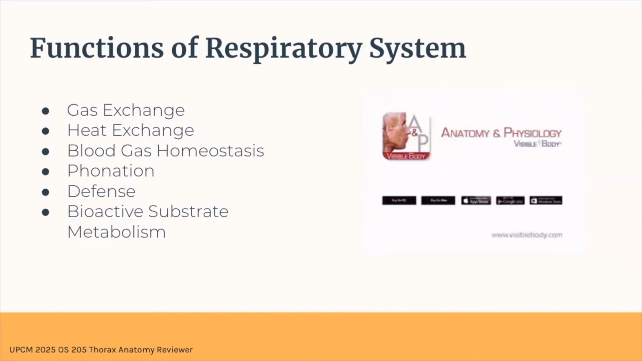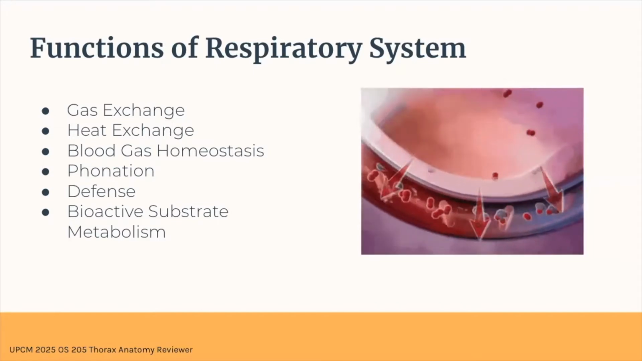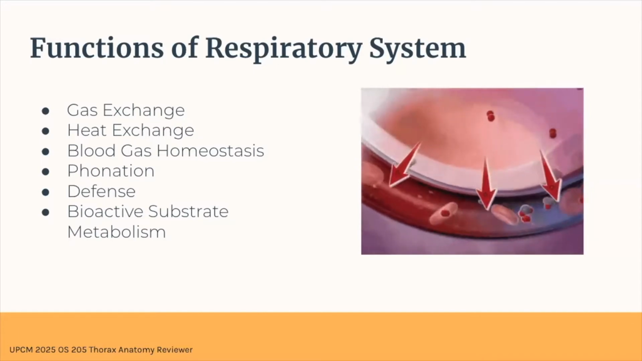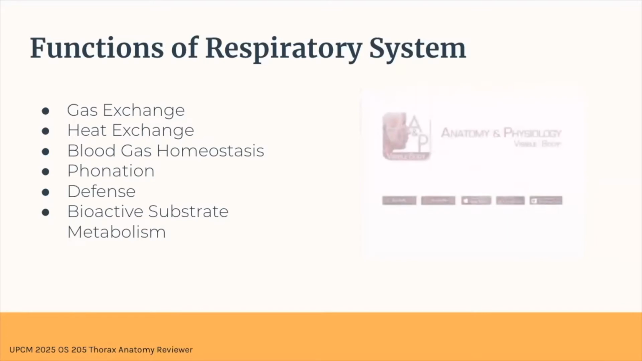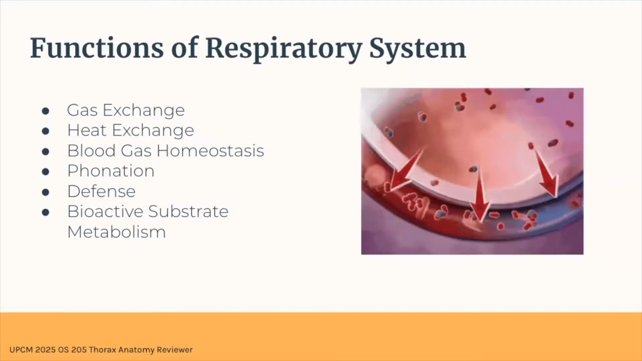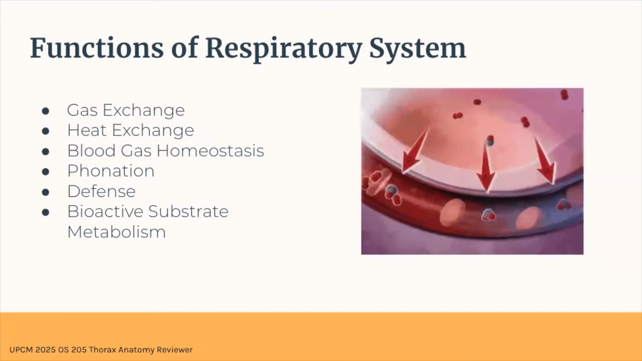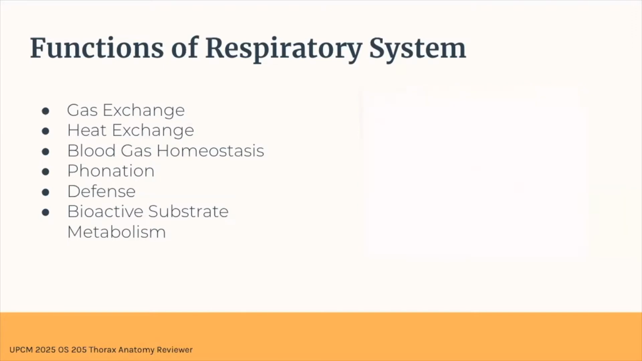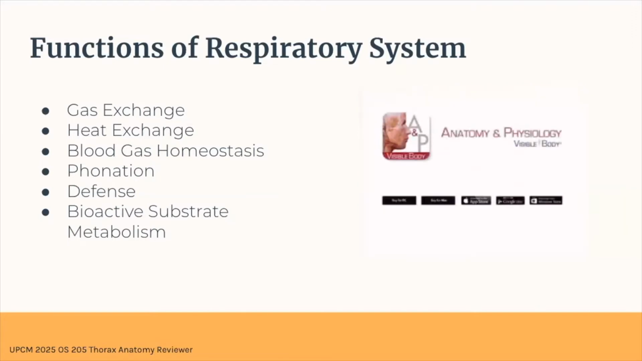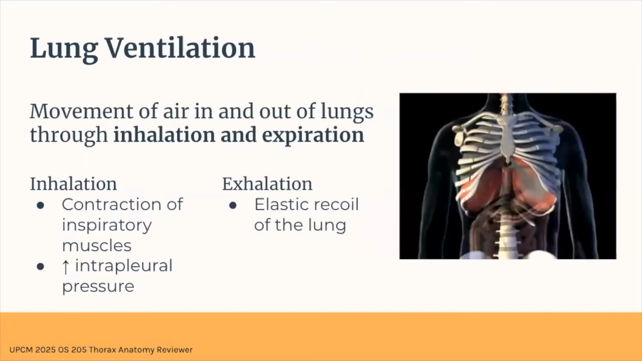Next is phonation. Our larynx is mainly responsible for that. Defense. Our respiratory system is lined mostly by respiratory epithelium, which acts as a physical barrier by producing mucus through our goblet cells. And alveolar macrophages can also be seen. And lastly, bioactive substrate metabolism. If you remember our ACE, our angiotensin converting enzyme, it converts ACE1 to ACE2 to lower down our BP. So let's start.